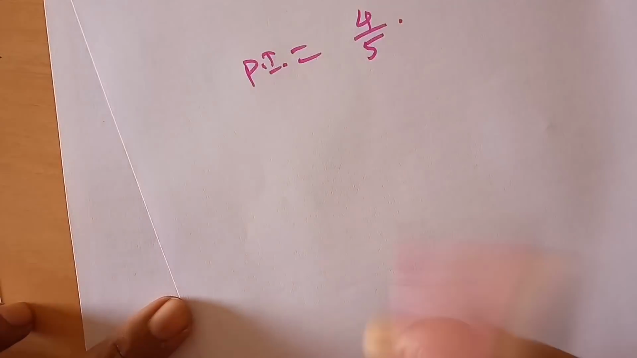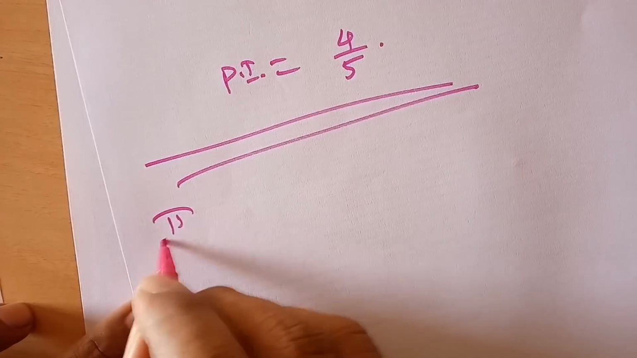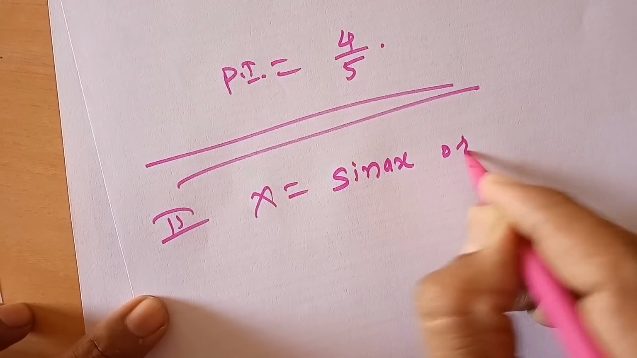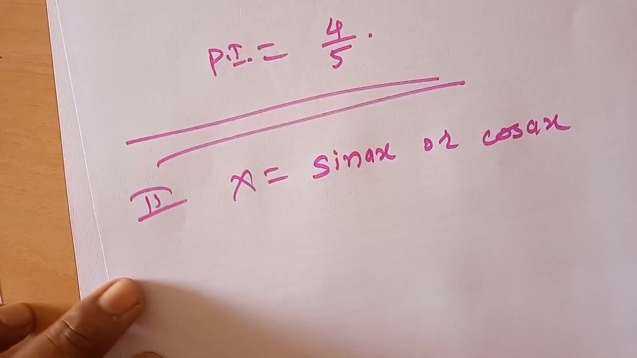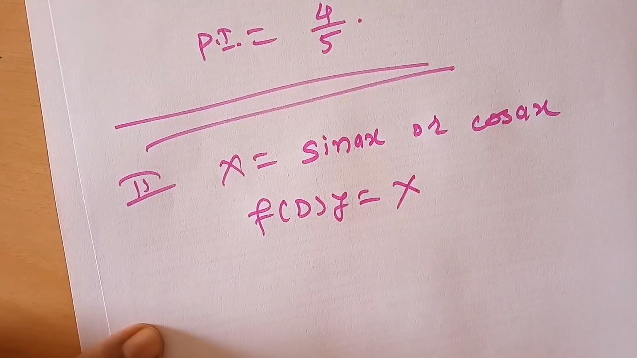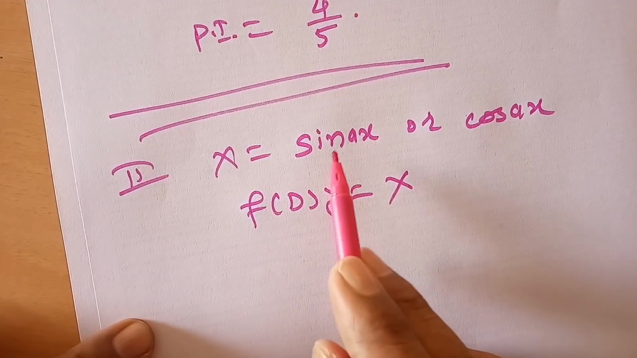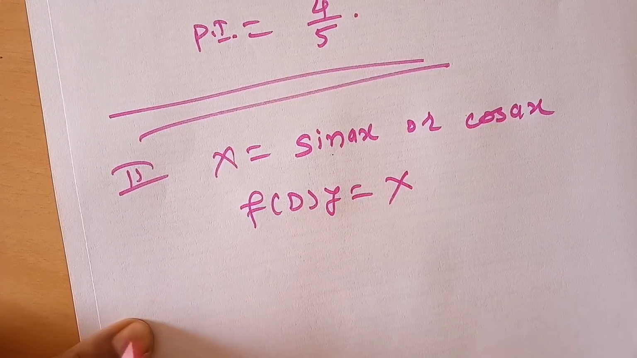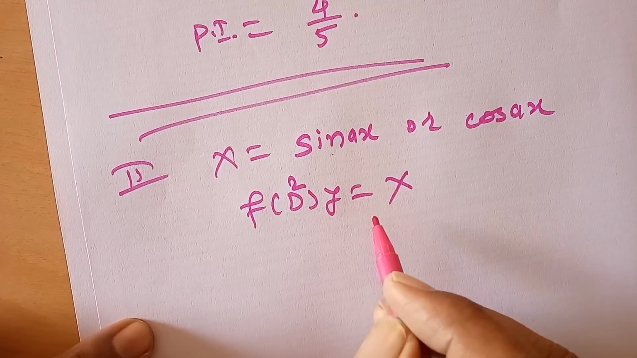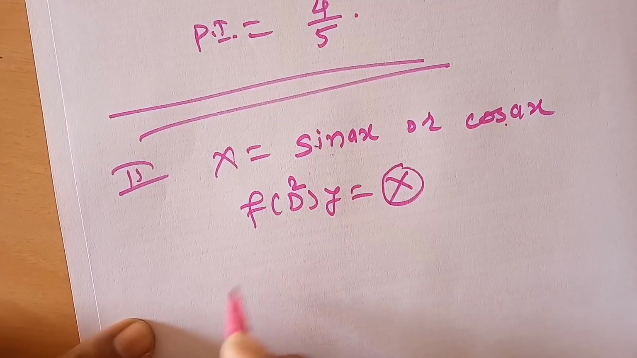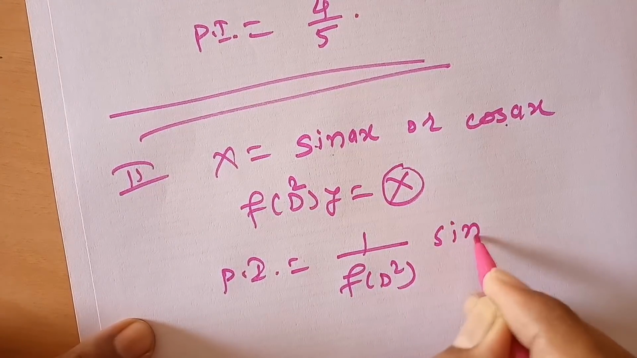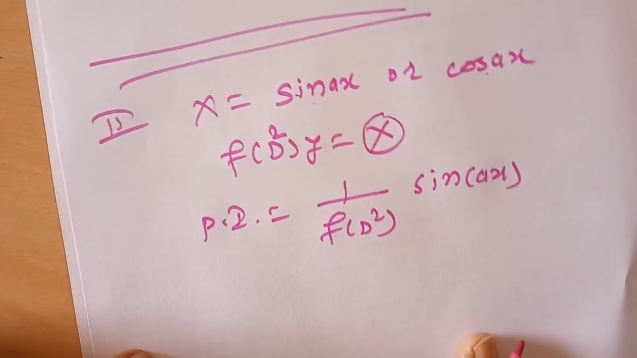Now the second method is here. If our right hand side function is sine of ax or cos of ax, meaning our differential equation is f of D into y equal to X, and if the right hand side is sin ax or cos ax, then we can write usually our function as f of D squared into y equal to X. This X is our sine function or cos function. In this case our PI is 1 upon f of D squared. We will take sin ax or cos ax, both having the same result.